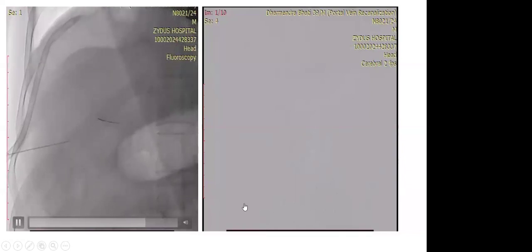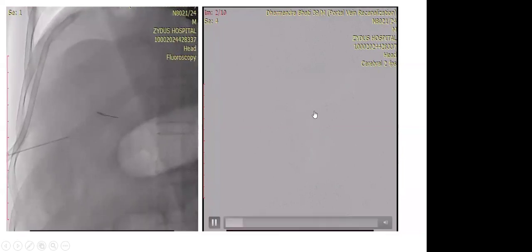So once you are inside, then we took the angiogram. It is suggestive of complete occlusion of the SMV. The portal vein was partially open, but this is the splenic vein, and this is the inferior mesenteric vein, and this is the SMV.